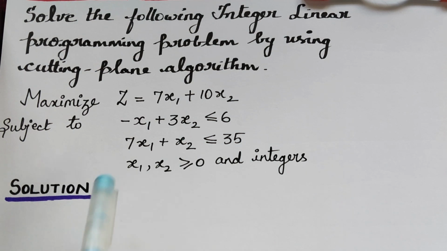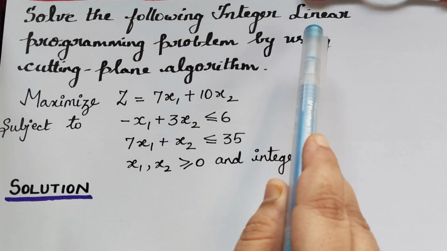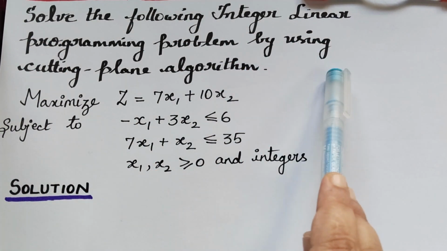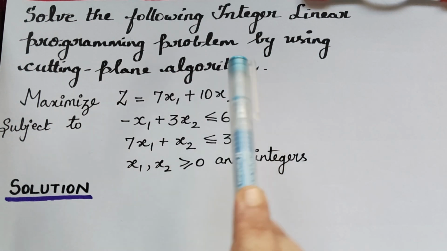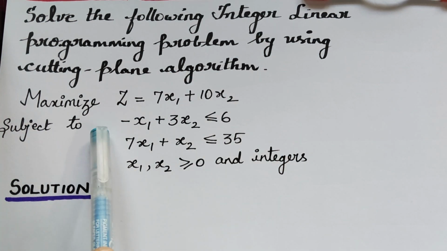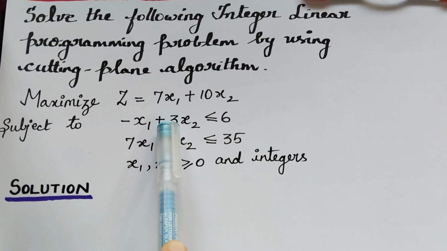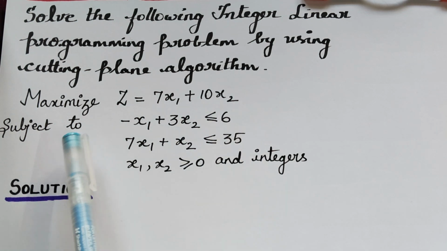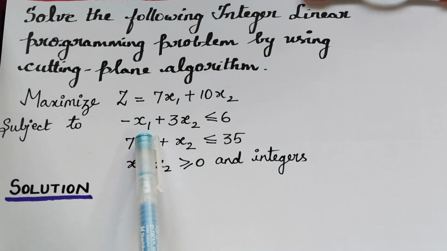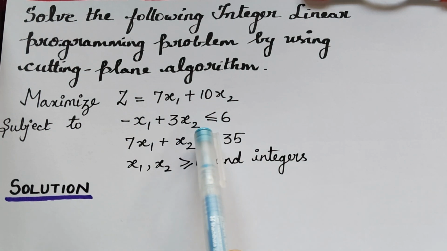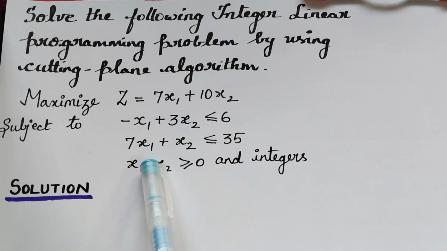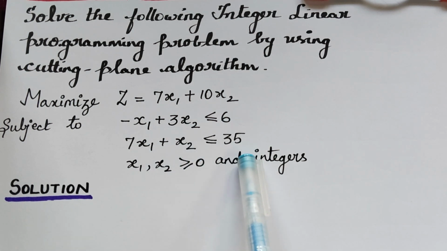The question here is, solve the following integer linear programming problem by using cutting plane algorithm. The question is to maximize z equal to 7x1 plus 10x2 subject to the constraints minus x1 plus 3x2 less than or equal to 6 and 7x1 plus x2 less than or equal to 35, given that x1 and x2 are greater than or equal to 0 and integers.